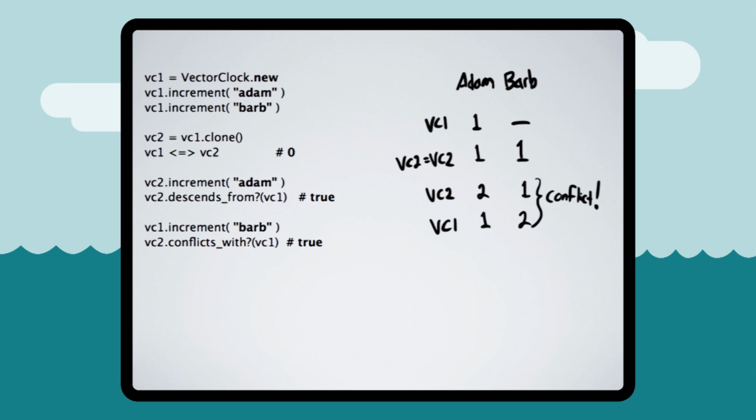We compare them, and it's 0. Now we increment Adam. Did V descend from V1? Yes, it did. Then we increment Barb. Is there a conflict? Yes, there is.